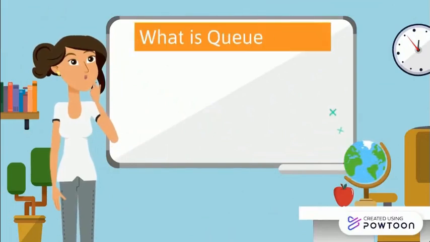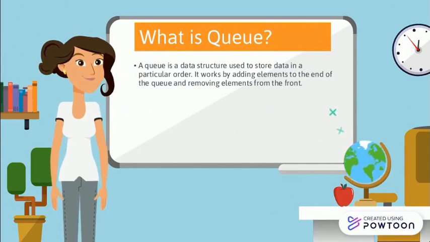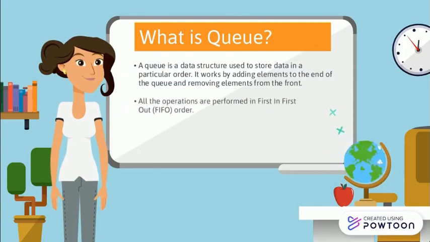So what is a queue? A queue is a data structure that is used to store data in a particular order. It works by adding elements to the end of the queue and removing elements from the front. All the operations are performed in a first in first out order. And a queue is a linear data structure like arrays and stack.